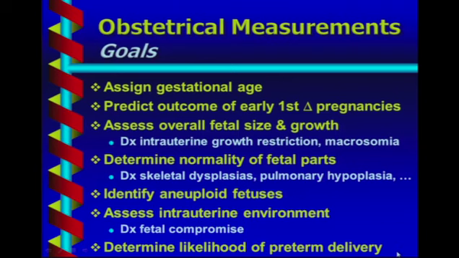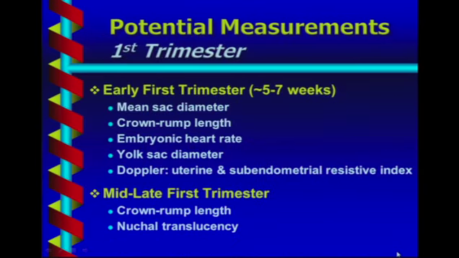Not only assess the overall fetal size and growth, but determine the size of individual fetal body parts to determine whether they're normal, to identify aneuploid fetuses, in other words, fetuses that have abnormal chromosomes, to assess the intrauterine environment and make sure the fetus isn't compromised, and measurements can help determine the likelihood of preterm delivery.